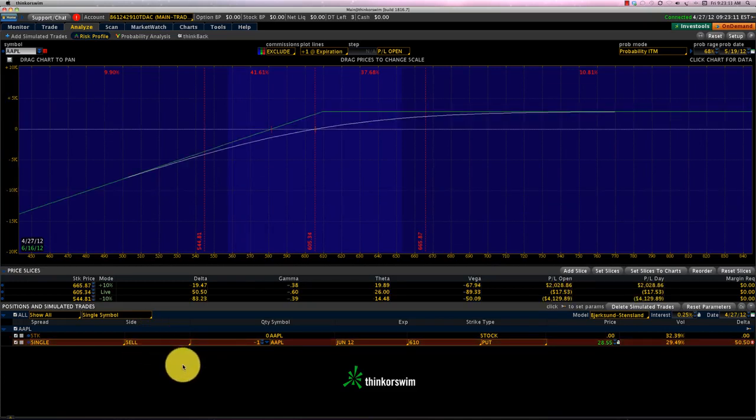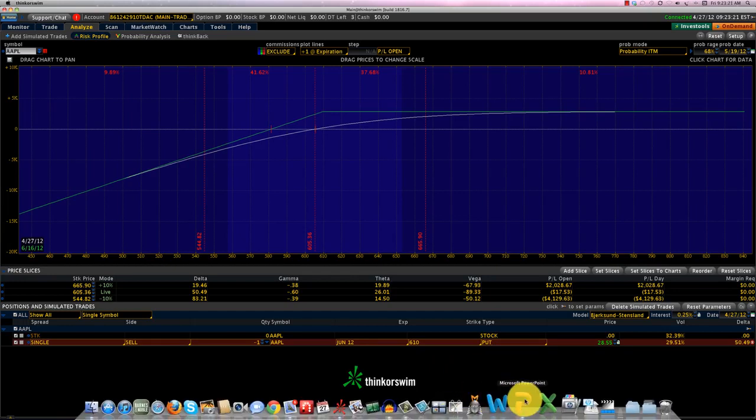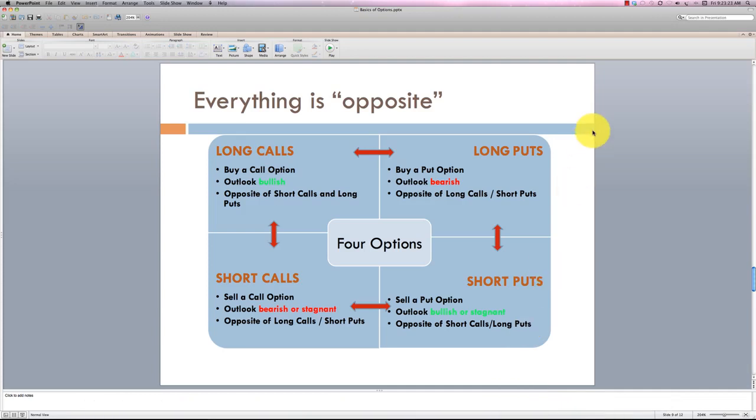So those are the four basic strategies, and they are all opposite of each other. So I want to explain this and see how we can remember something like this because it can be confusing for newcomers. So I've prepared this slide, and the title of this slide is called Everything is Opposite. So we first start with a long call. When we are long a call, we've bought the call option and we are bullish. And the opposite of a long call is going to be the short call.